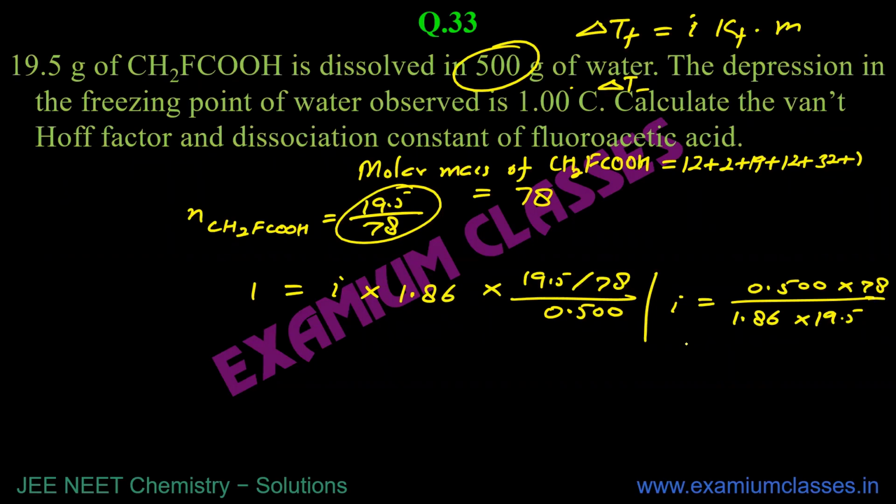So when you calculate, you will get the value: 0.5 multiplied by 78 divided by 1.86 divided by 19.5. You will get 1.075268. So approximation you will have to do, 1.075226. You can write 3.